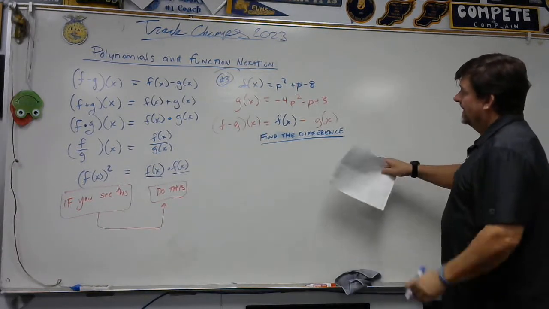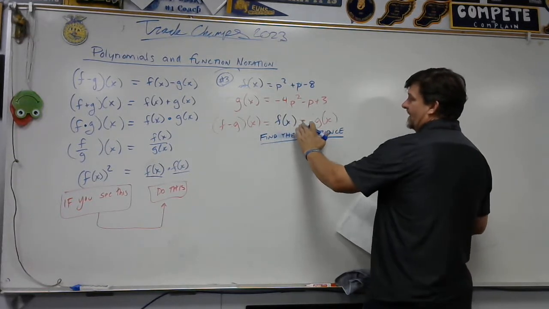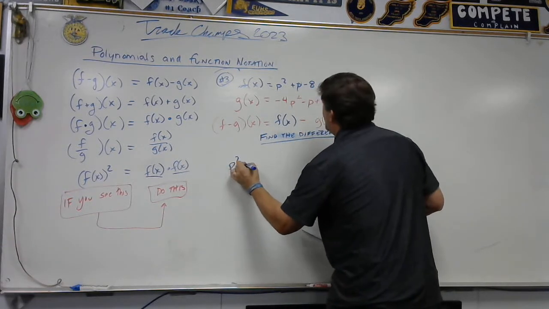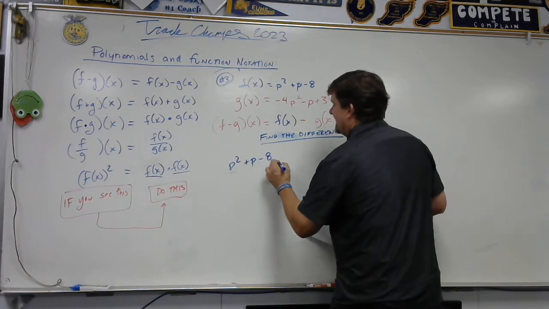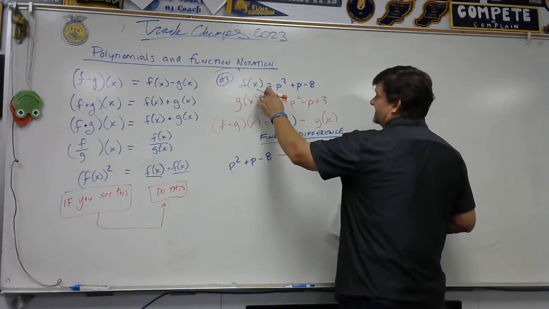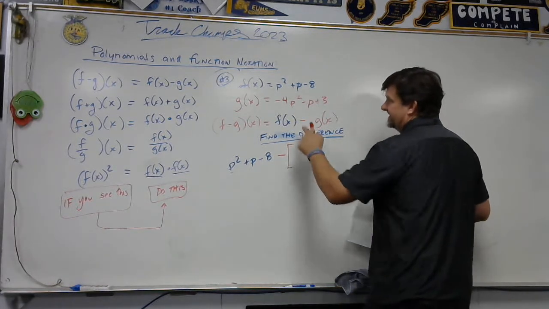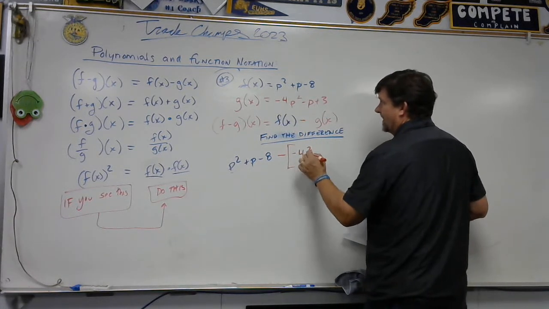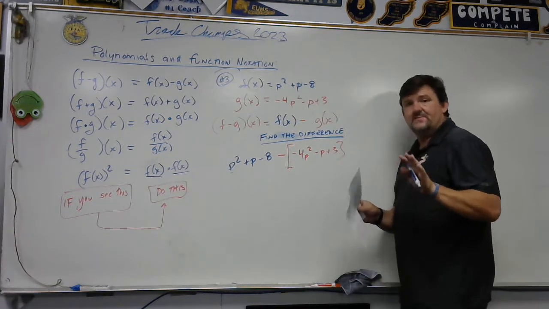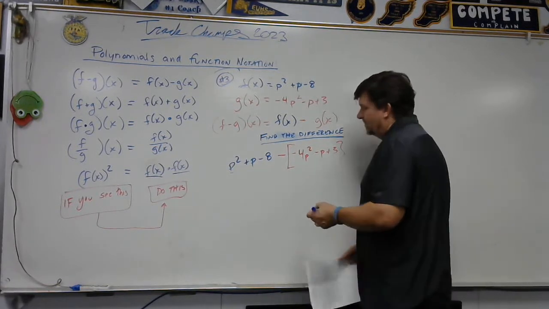Okay? So if I'm dealing with this, I want f of x to go first, and I want minus g of x. So I want to go f of x, which is p squared plus p minus 8, and I want to subtract g of x, which is, notice how I put this right here, I actually usually use brackets, negative 4p squared minus p plus 3. Now this is where everybody usually makes their algebra mistake. You guys know what to do. It's just little mistakes like this, and it's just the way it goes.